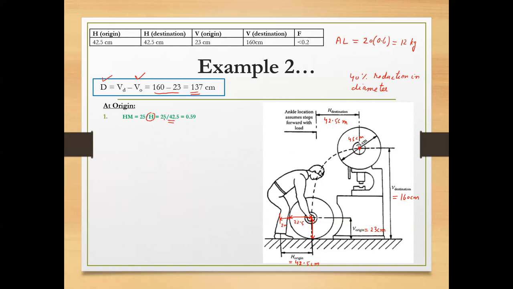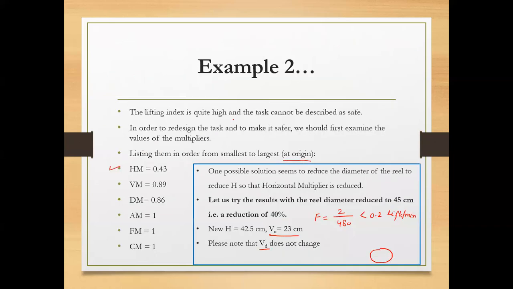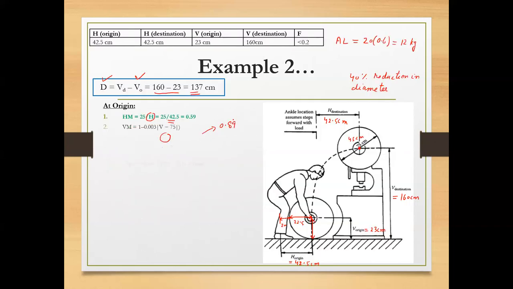So the new horizontal multiplier is 0.59. Now what about the vertical multiplier? It has slightly decreased because V at the origin, the vertical distance at the origin, was 38, now it is 23. So originally this vertical multiplier was 0.89, if you remember. Now it has reduced to 0.84. Similarly, the distance multiplier, because of this change in D from 122 to 137, has slightly reduced as well. It was 0.86, now it is 0.85.